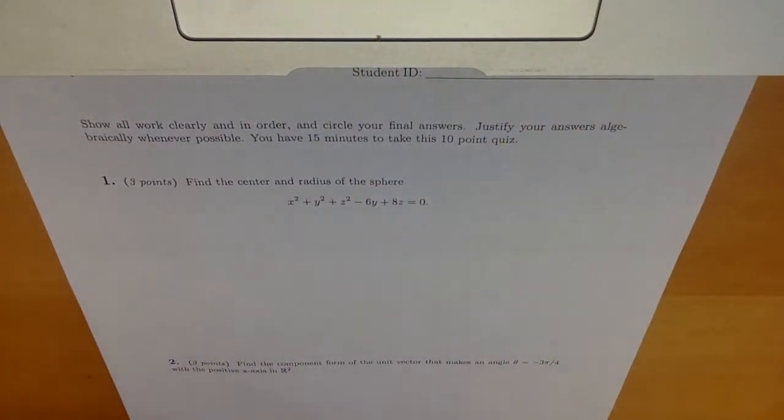Okay, this is quiz 5 for 21C. The first question reads, find the center and radius of the sphere x squared plus y squared plus z squared, minus 6y plus 8z equals 0.